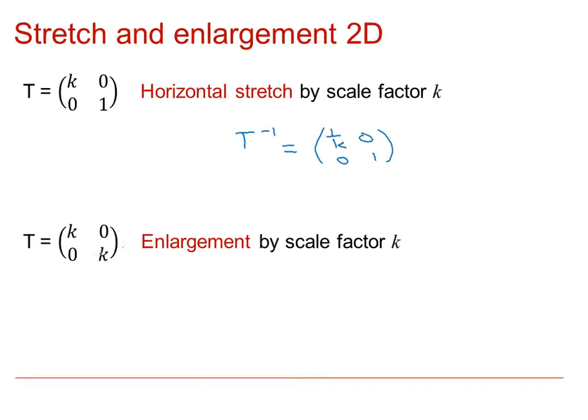So notice the determinant is k squared. So we need an inverse matrix whose determinant is 1 over k squared to undo the effect of t. So the matrix that will undo that would be 1 over k, 0, 0, 1 over k. And you can see the determinant of this matrix is 1 over k squared.